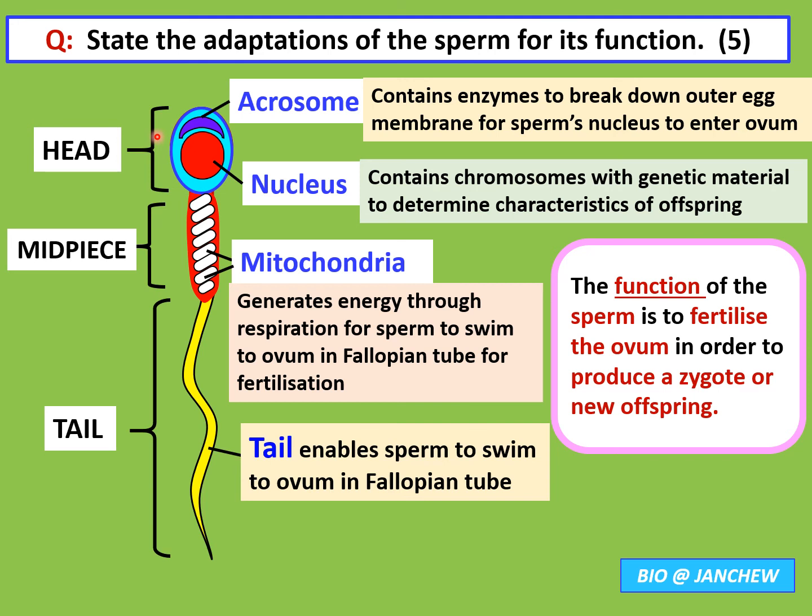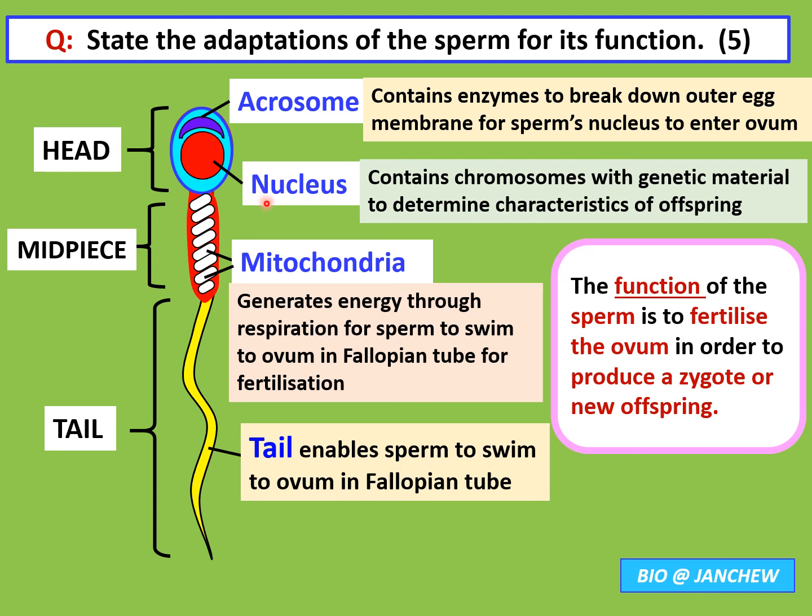Okay, so what are the adaptations of the sperm? Now firstly, the sperm consists of the head, midpiece, and the tail. In the head, there is an acrosome, which is an organelle, something like a lysosome. So it contains enzymes to break down the outer egg membrane that is tough for the sperm's nucleus to enter the ovum. Okay, so once the sperm reaches the egg, it has to penetrate the tough outer layer, and it will secrete enzymes from the acrosome that can break down this egg membrane, so that the nucleus of the sperm can go into the ovum and fertilize it.